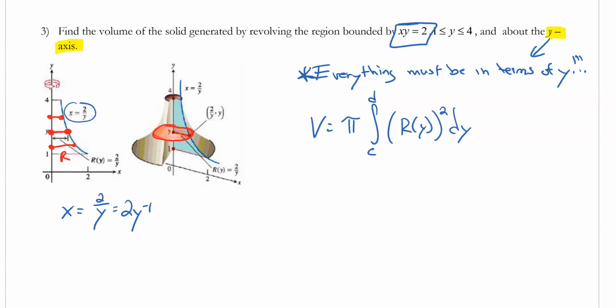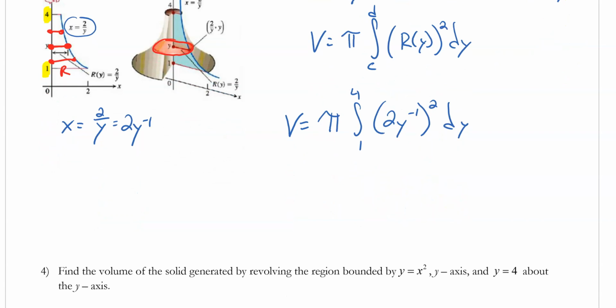We're not too concerned about what the shape looks like. We just got to be able to calculate the volume. And we want to go from y value to y value. So this value to this value. All right, so we've got the volume equals pi integral from 1 to 4 of (2y to the -1) squared dy. So I'll go ahead and work out most of this one.